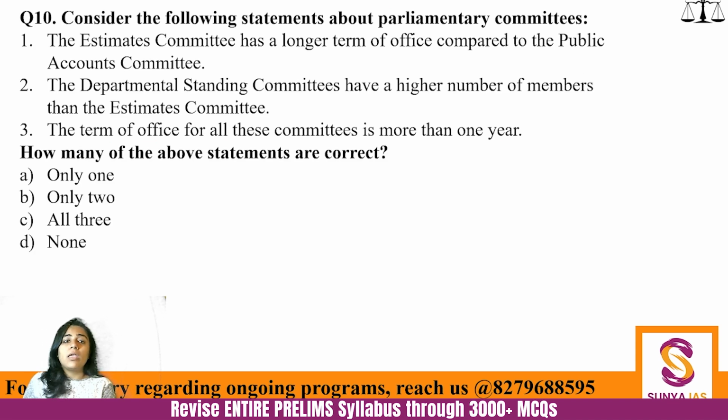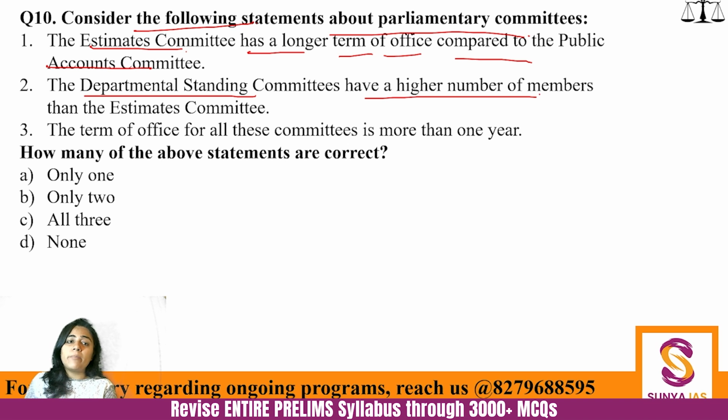Next question. Consider the following statements about parliamentary committees. The Estimates Committee has a longer term of office compared to the Public Accounts Committee. Department standing committees have a higher number of members than the Estimates Committee. Term for office for all these committees is more than 1 year. How many of the given statements are correct? Go one by one. All the committees have 1 year tenure as their tenure. It's a standard procedure, 1 year. So, first statement is incorrect.